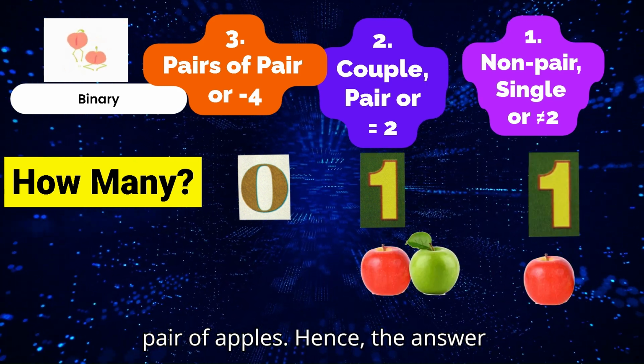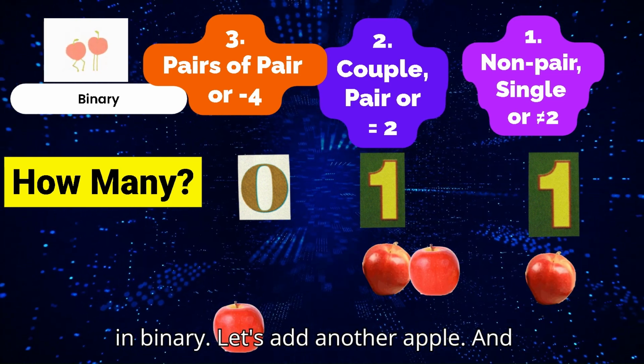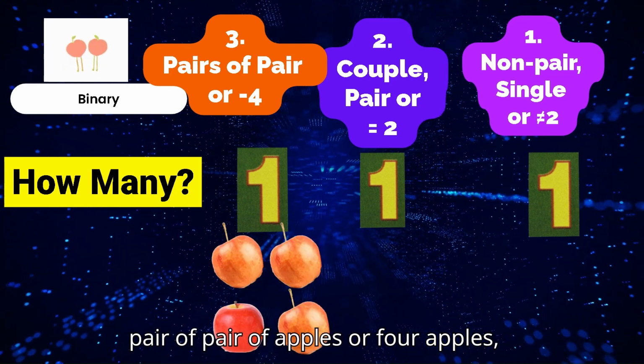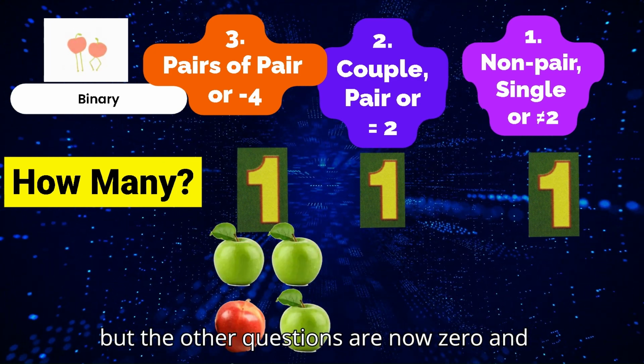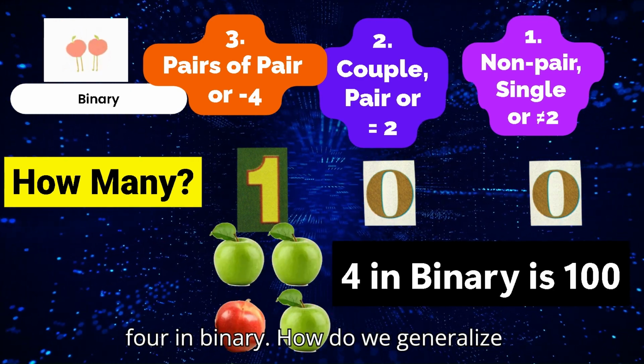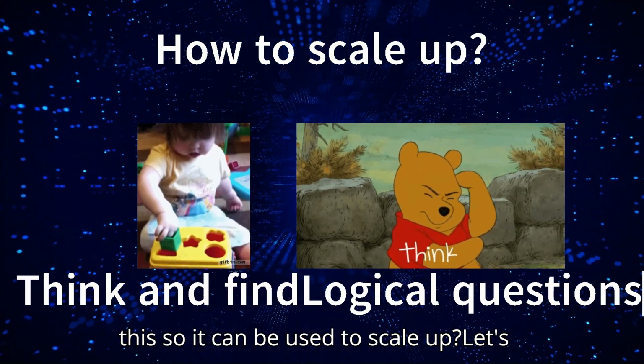Hence, the answer changes to 0 1 1, which is 3 in binary. Let's add another apple, and now our answer is 1, for we do have a pair of apples or 4 apples, but the other questions are now 0 and 0, thus giving 1 0 0 as 4 in binary. How do we generalize this so it can be used to scale up?